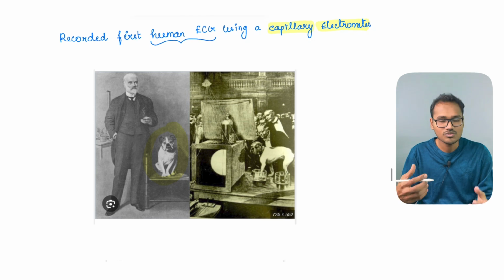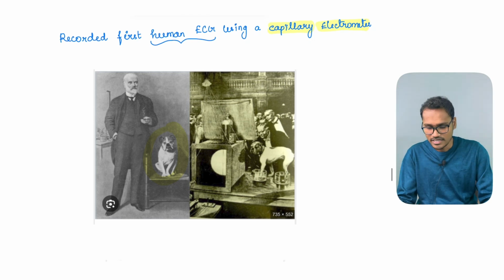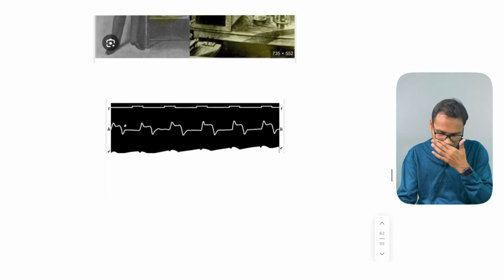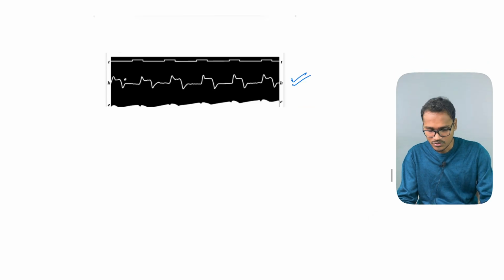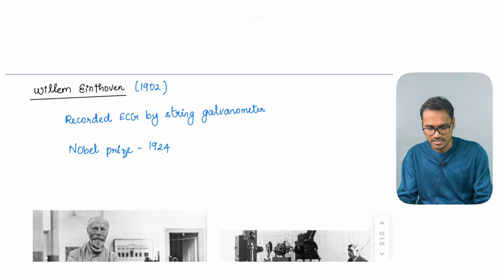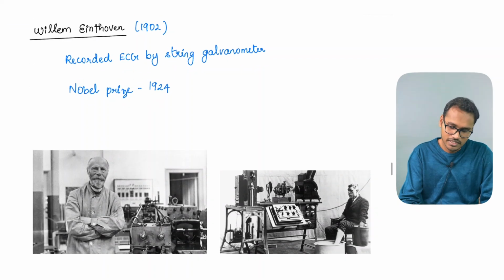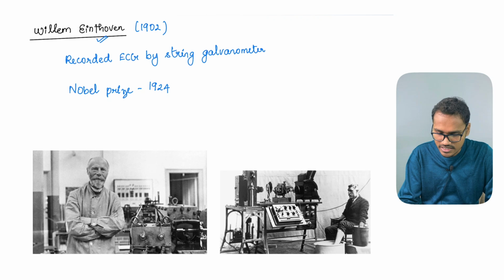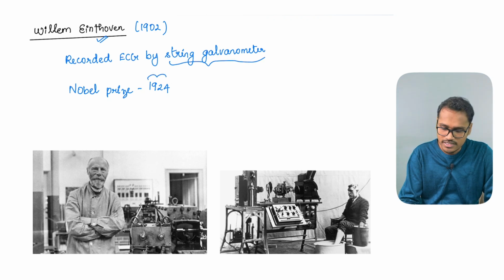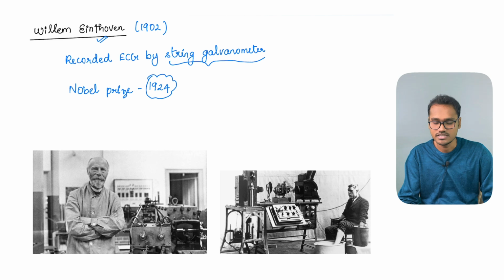But still, this was not a well developed machine. So next came a lot of scientists. This was the recording done by Augustus Waller, and next came one of the most important pioneers in ECG, Willem Einthoven. He recorded the ECG using a string galvanometer, and he was also awarded the Nobel Prize in the year 1924 for his discovery.